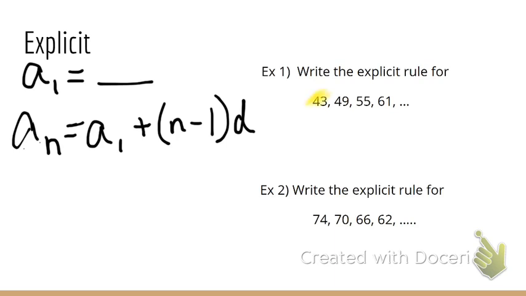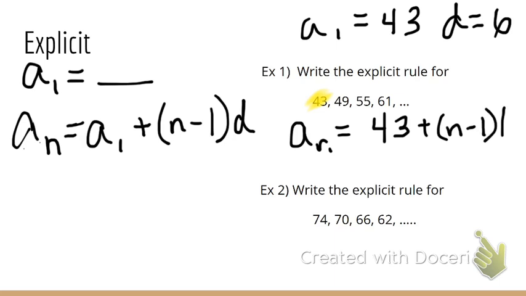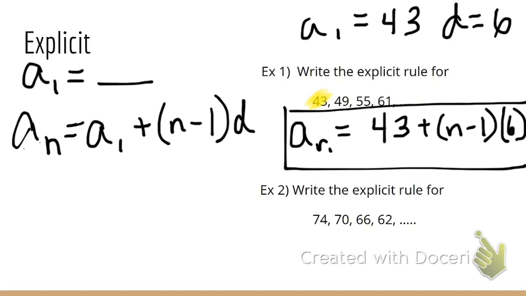So if we're looking at this one right here, what is my first term? It's 43. So a sub 1 is equal to 43, and then my common difference, like we found on the previous slide, is 6. So I'm just going to substitute all my values in. A sub n is equal to 43 plus n minus 1 times 6. Put parentheses around it so that way you know how to put it into the calculator. Parentheses, parentheses, parentheses. Now, you can leave your formula like this. That's all you got to do.